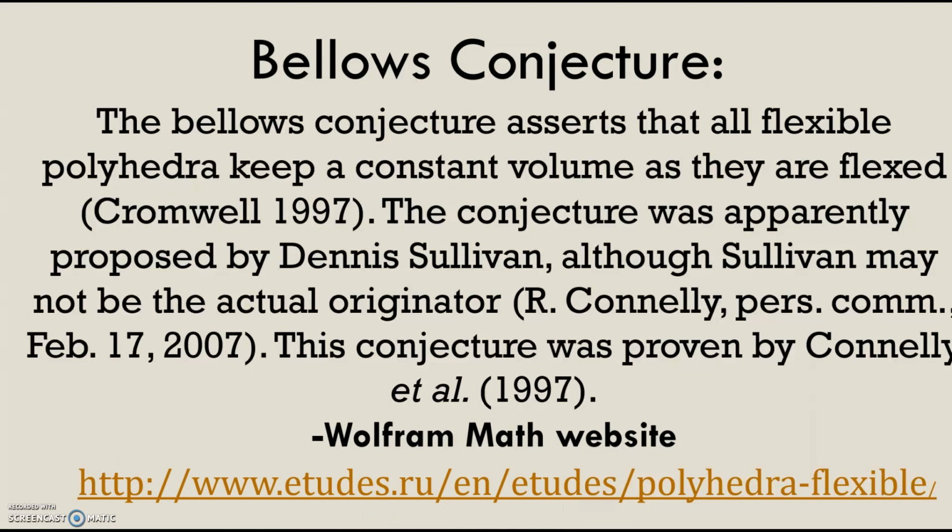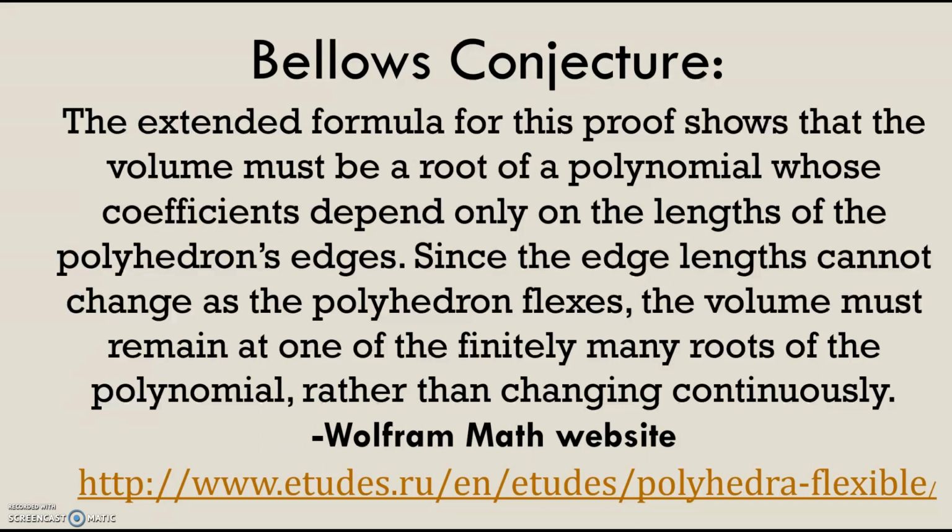So the bellows conjecture basically says that the volume must be consistent, and the extended formula for this proof shows that the volume must be a root of a polynomial whose coefficients depend only on the lengths of the polyhedron's edges. Since the edge lengths can't change as the polyhedron flexes, the volume must remain at one of the finitely many roots of the polynomial rather than changing continuously. So it keeps the volume consistent as it moves.